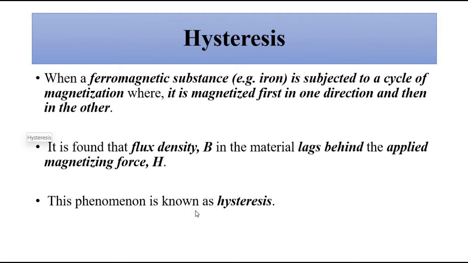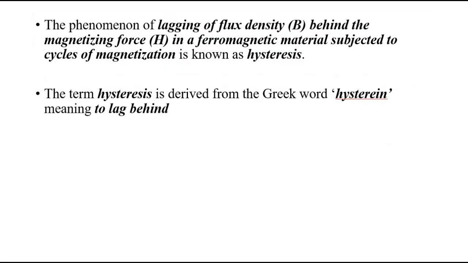Let us now try to understand what it means. There are two important parameters that are involved to understand the hysteresis curve. Hysteresis is derived from the Greek word hysterein, which means to lag behind. So there are two parameters which are important here. First is the magnetic flux density and second is the magnetizing force or magnetic intensity.